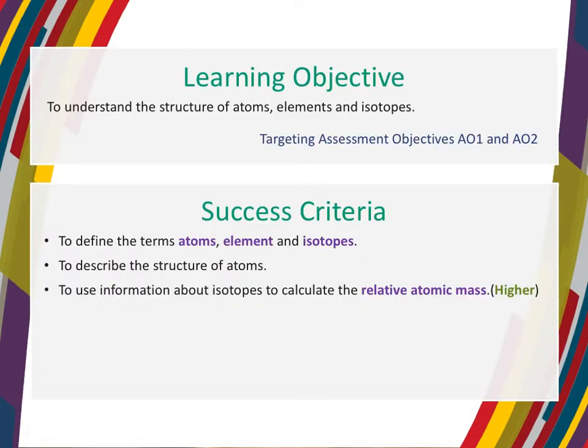So in this first lesson, we're really going to be looking at understanding the structure of the atom, how that links into what elements are and their structure, and also we're going to focus on isotopes as well. Now, the success criteria: we're going to be able to define the terms atom, elements and isotopes, describe the structure of an atom, and then a bit of an extension later on for higher tier is to be able to use the information about isotopes to calculate what we call the relative atomic mass.